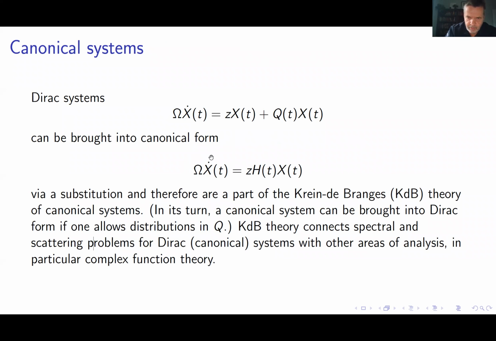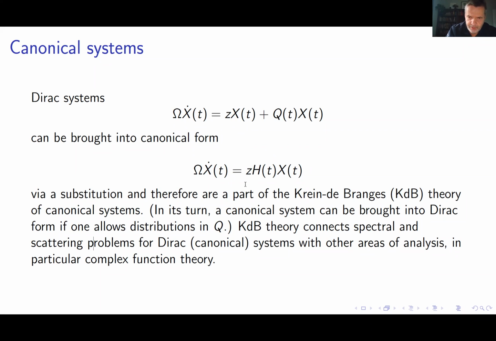The canonical form, as we discussed yesterday and the day before, is a very general class of second-order differential equations. Most known second-order equations can be reduced to this form, and it includes the Dirac system. I don't have enough time today to show you the substitution that needs to be made, but it's not very difficult. So every Dirac system is a canonical system.